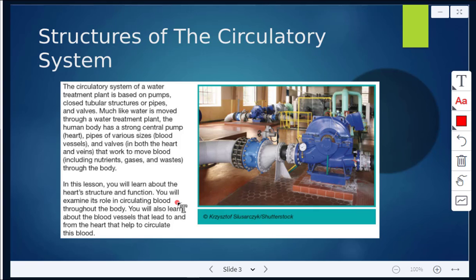So we're going to learn about the heart structure and its function, its role in circulating blood through the body, and we'll also learn about blood vessels that lead to and from the heart and help to circulate the blood.